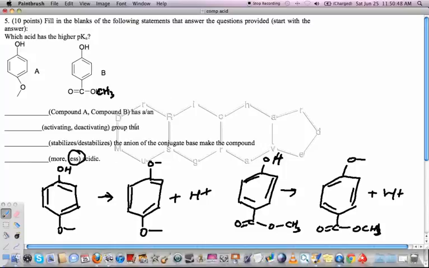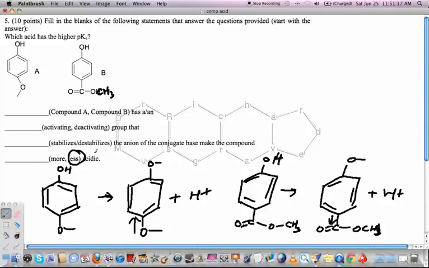And now we've got to figure out what kind of groups we have. If we look at what these are going to do, we can see that the activating group will be pushing electron density into the ring, while the deactivating group will be pulling electron density out of the ring. This one is going to destabilize, and that's going to make things less acidic. And this one is going to stabilize the anion and make this compound more acidic.